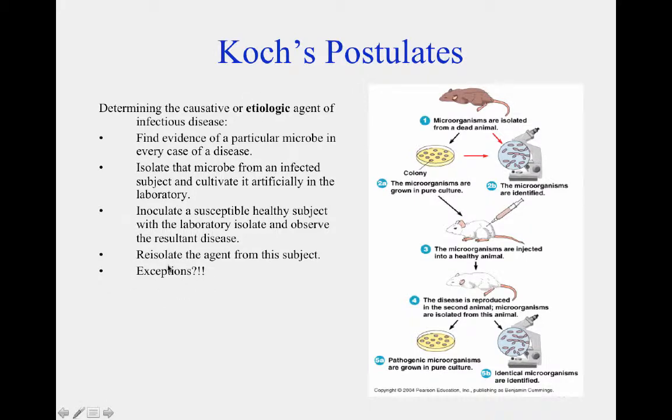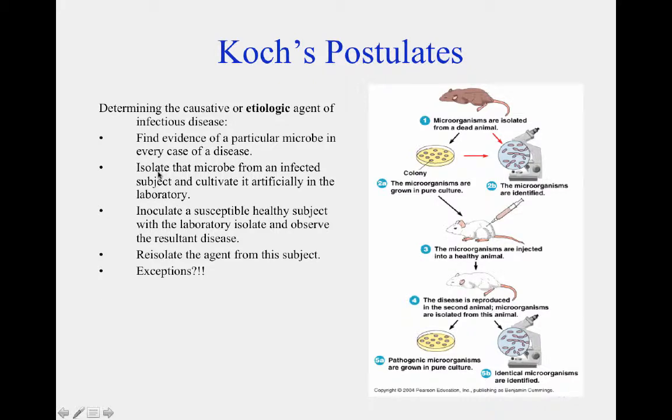Now, can you think of any exceptions here? Well, I'm going to go through and give you examples. So number one, find evidence of a particular microbe in every case of disease. Well, what about pneumonia? Out of 20 people who have pneumonia, you will not find the same microbe in every case. There are bacterial causes of pneumonia. There's streptococcal pneumonia. There's mycoplasmal pneumonia. There's also viral pneumonia. So you're not going to see the same microbe in every case of disease.